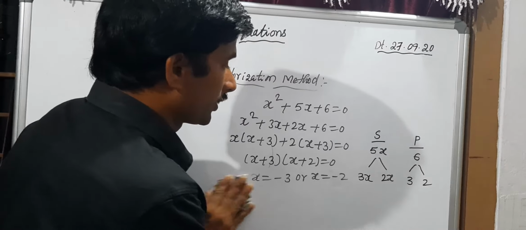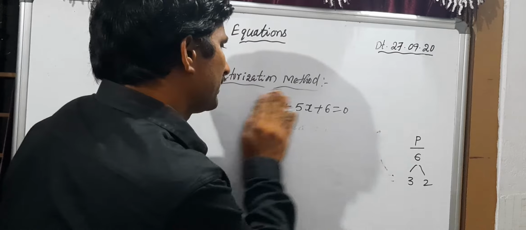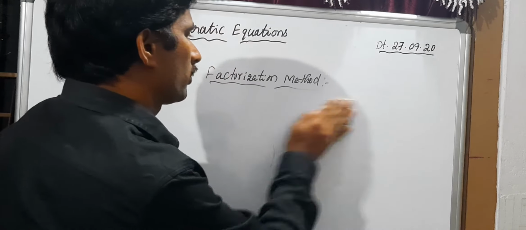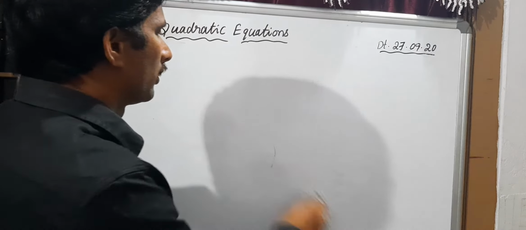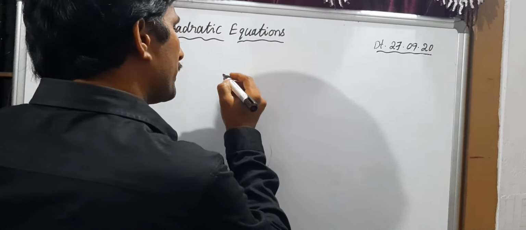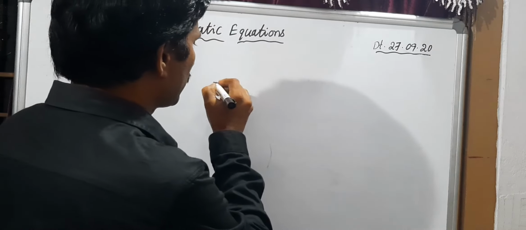There is one more method to find the roots of a given equation: the completing square method. Which method? Completing square. In that method also we can find the roots of a given quadratic equation. But what is the idea behind this completing square method?